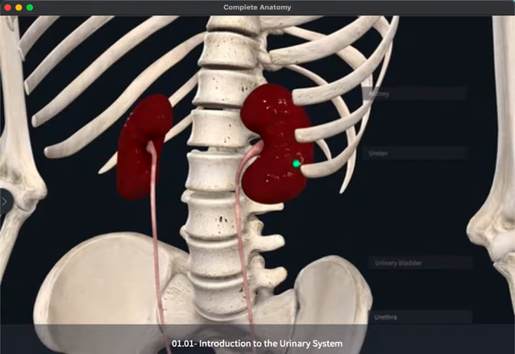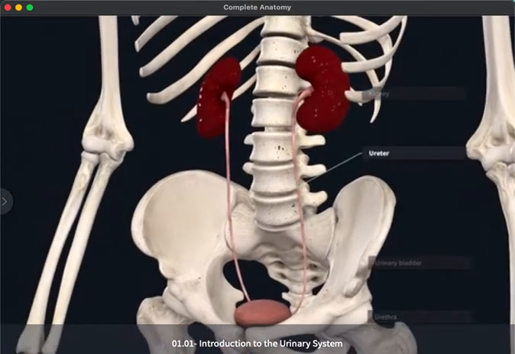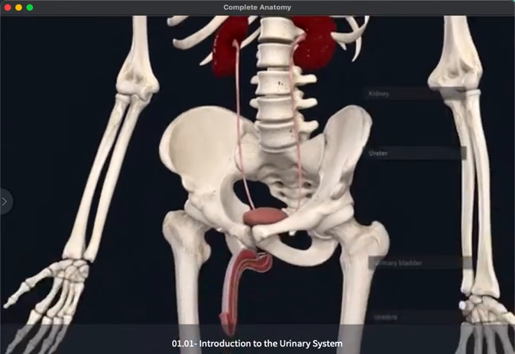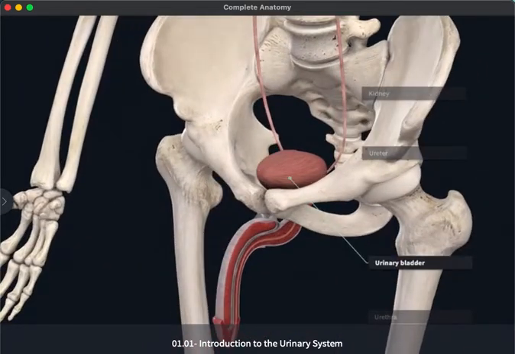This is going to filter the blood, and then it's going to pass the waste known as urea or uric acid out of the body as a product called urine. The urine is going to then descend down through the ureters on either side of the body till it meets in the bladder. Now, the urinary bladder is going to be the collection point for all of the urine that is coming down from the ureters to either side.